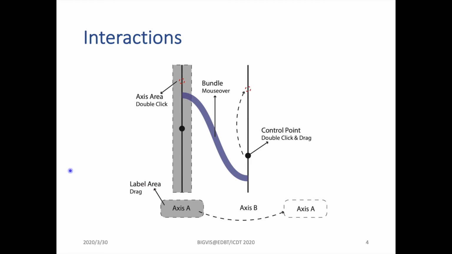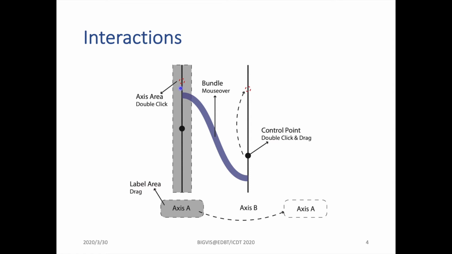This figure shows the 5 real-time interactions provided by our approach. First, each axis has a clickable area called axis area around it. Double-clicking on this axis area will add a new control point to the corresponding position on the axis. Then this new control point here will split the original cluster into two new clusters.